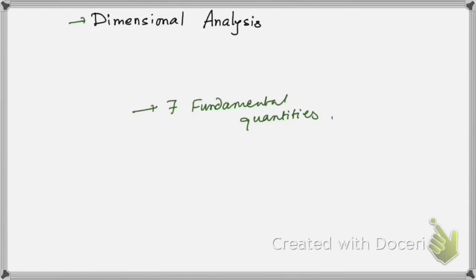You must know the relations of that physical quantity of which you want to write the dimensional formula, with other known physical quantities, right? So suppose first let me write the 7 fundamental quantities and their dimensional formulas. What are the 7 fundamental quantities?